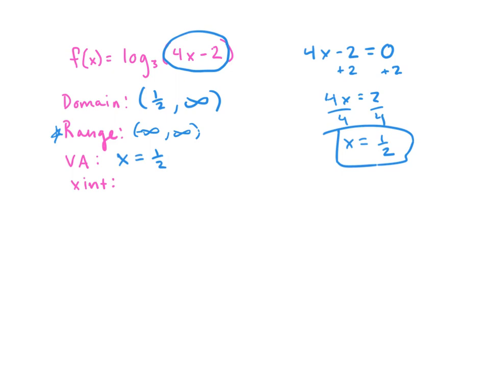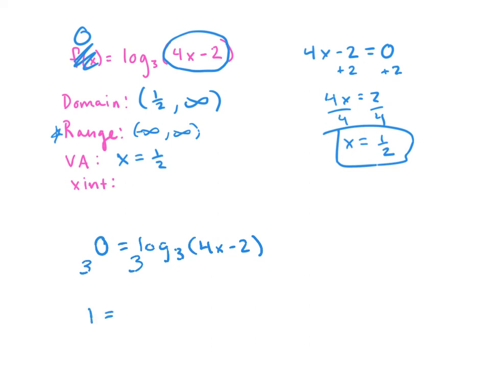So we plug in 0 for y, which is f of x. So this is 0 is equal to log base 3 of 4x minus 2, and we solve. So how would we solve this? You would put a 3 on the bottom of the log and a 3 at the bottom of the 0 to cancel it out. Perfect. What's 3 raised to the power of 0? 1. And then this cancels.